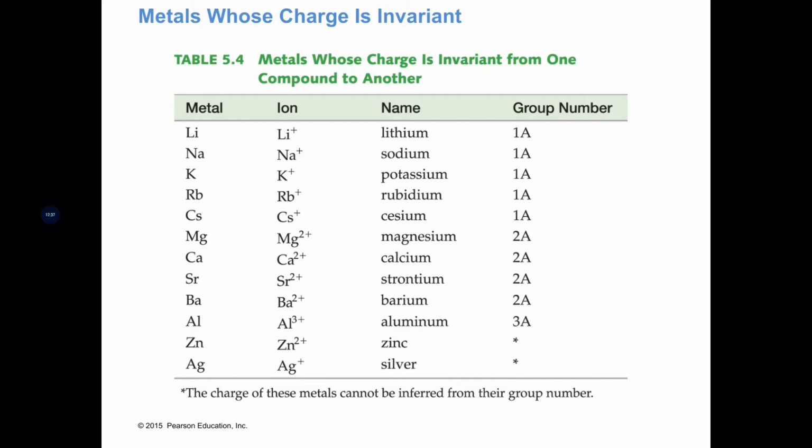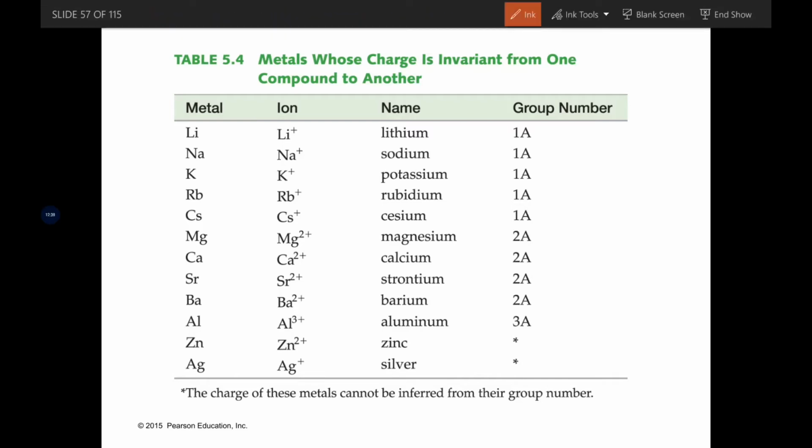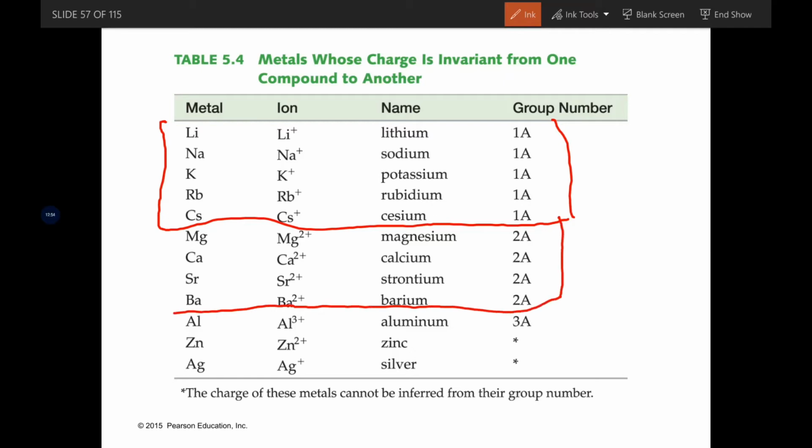Again, as I told you on the previous slide, we have the elements of group 1A. They have one charge, there we go, +1. Then we have the elements from group 2A, they have +2. Then we have aluminum, zinc, silver, as well as cadmium, 2+.